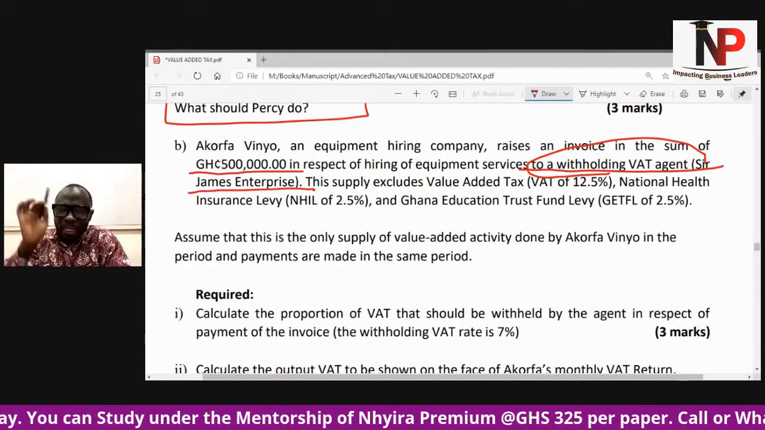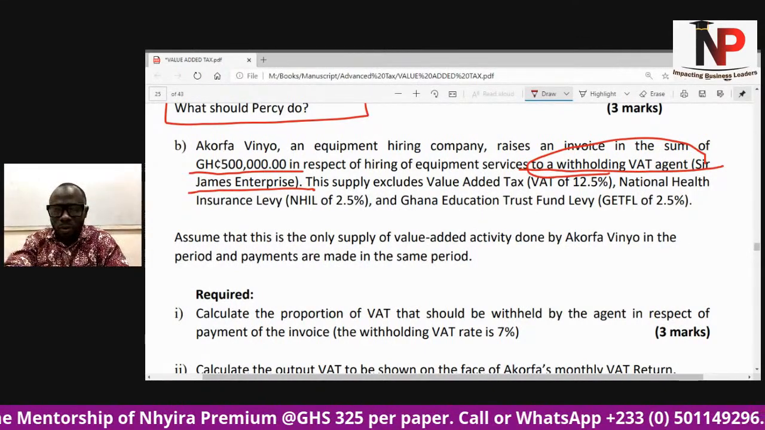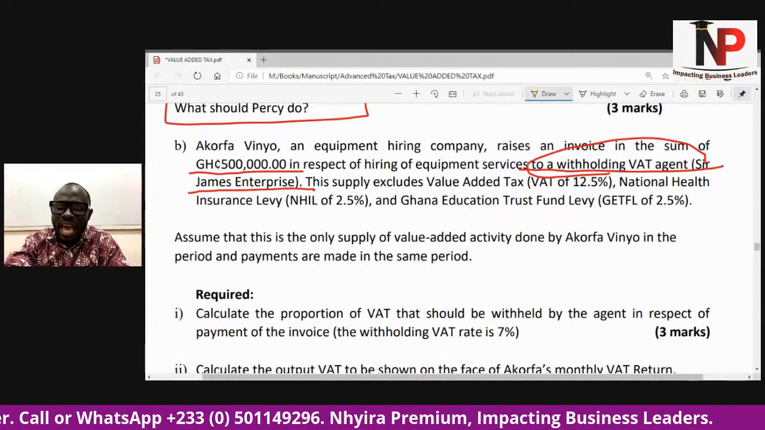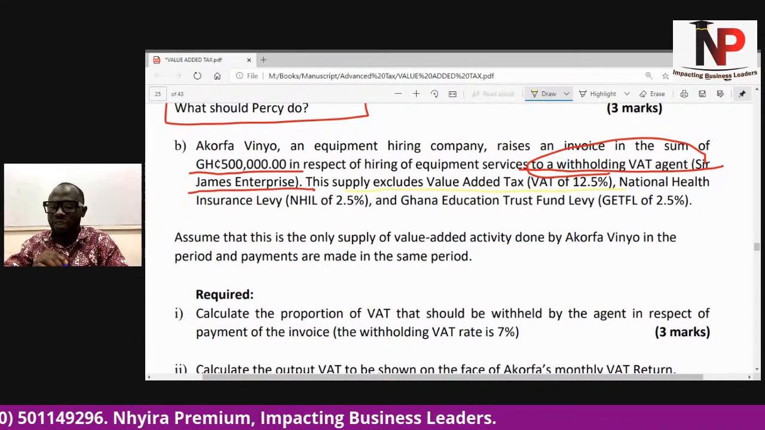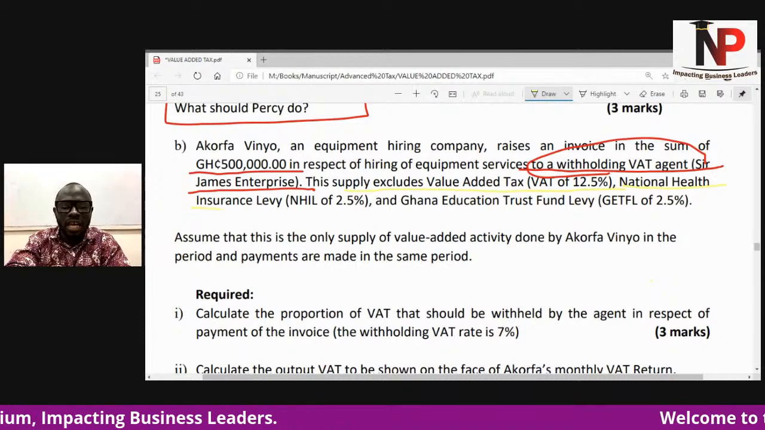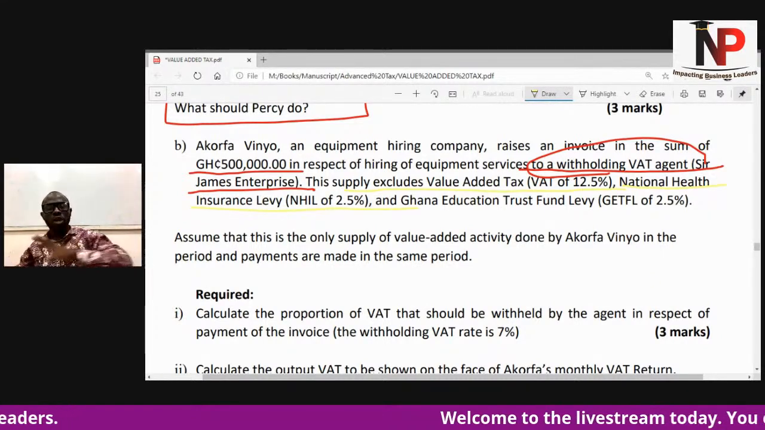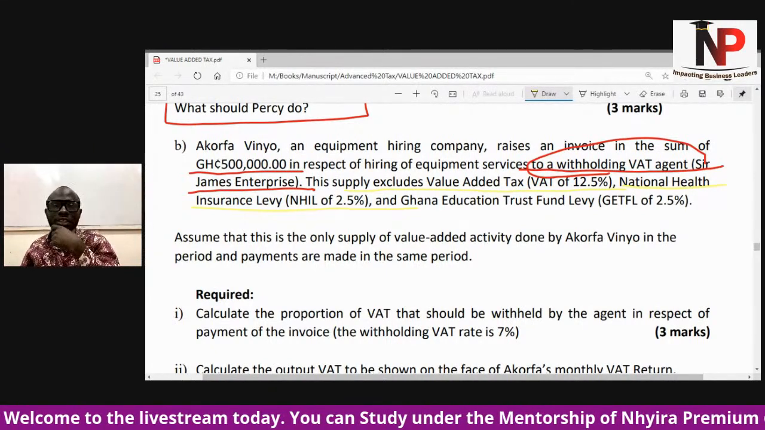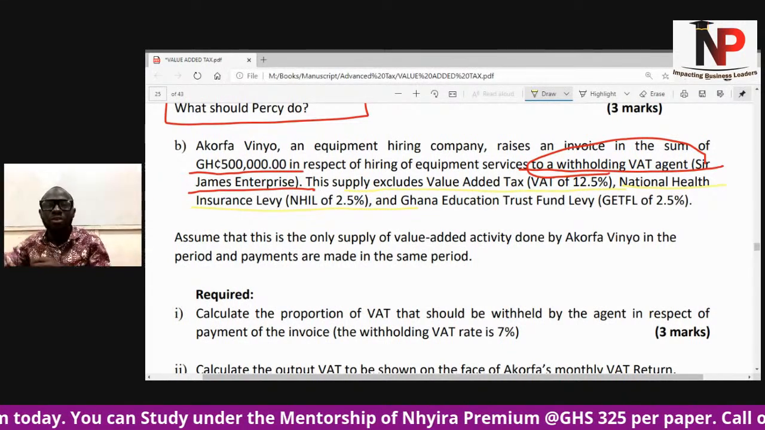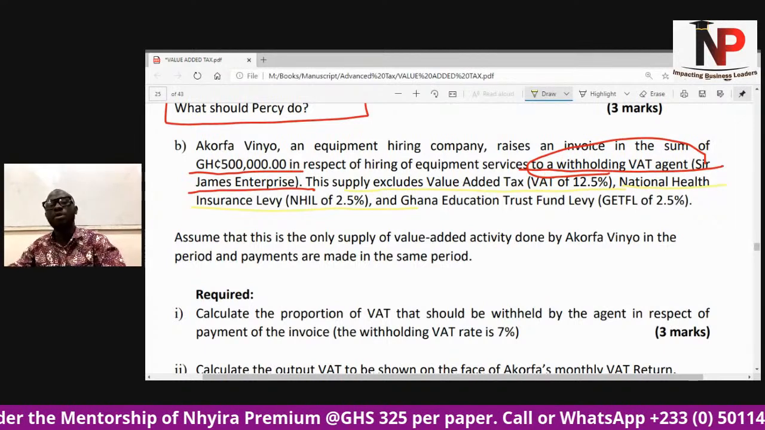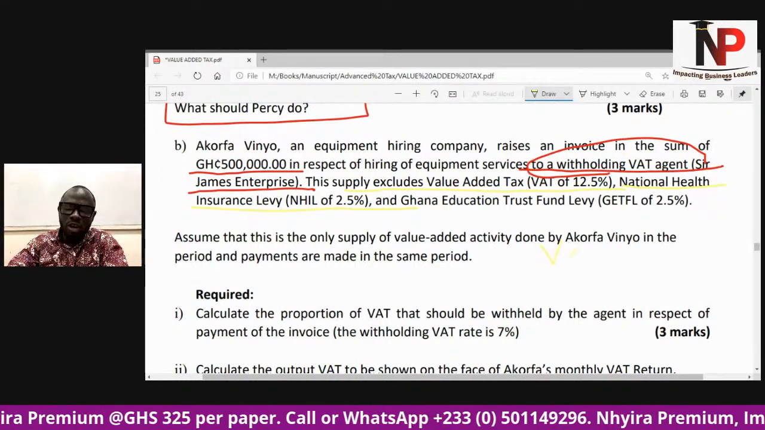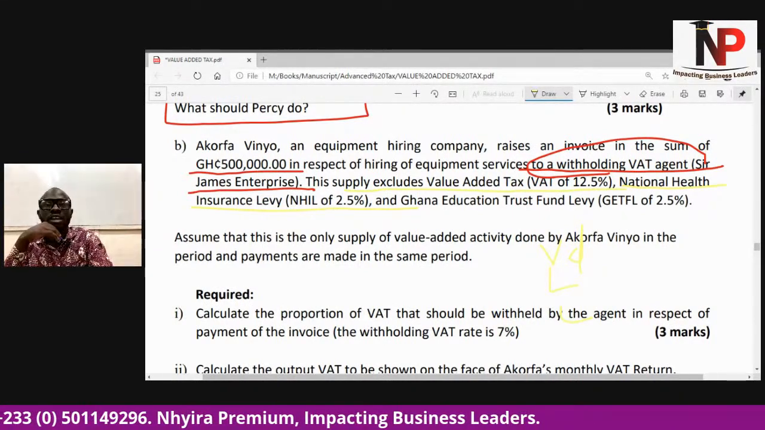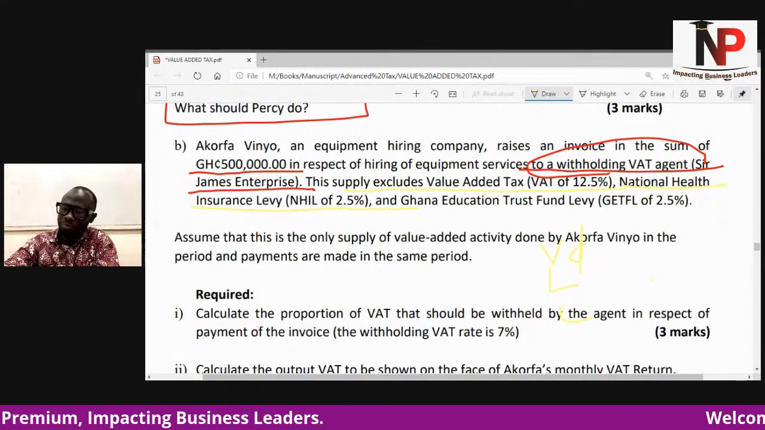Let's build it on. This supply excludes, get a principle. This supply excludes. So we are told that the supply you are seeing here excludes the VAT, excludes NHIL, excludes the GET Fund levy as well. So it means that this is the value of the product. That is the raw value of the product, 500,000 Ghana cedis. So we need to get the taxable value, then we get the VAT amount as well. Because if you remember your pro forma, we bring the value of the goods, we bring the GET Fund, we bring the NHIL, then we can now calculate the VAT on that taxable value.